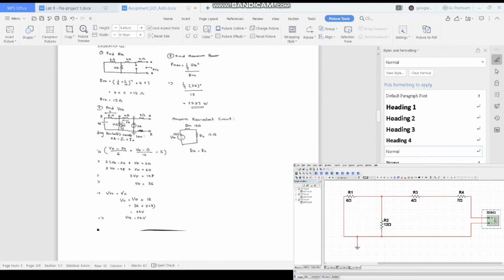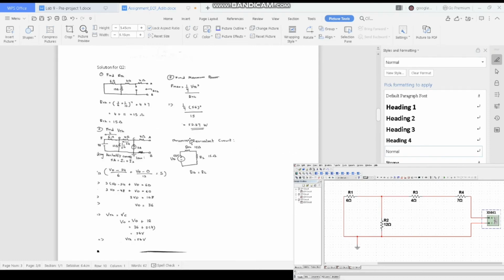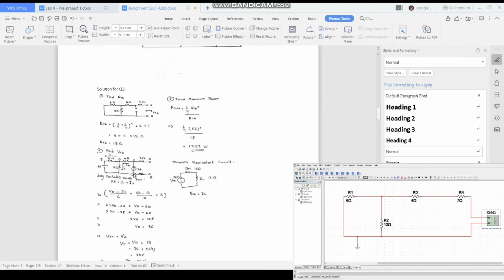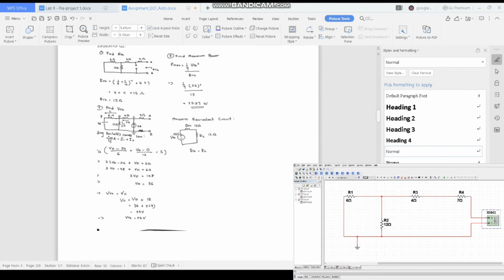The second step is to find the VTH. To find the VTH, we need to use nodal analysis and Kirchhoff's current law. So we label here A, B, C, D and E. Then we put back the 5 ampere at C right here. Using Kirchhoff's current law, we obtain 5 ampere equal to I1 plus I2.